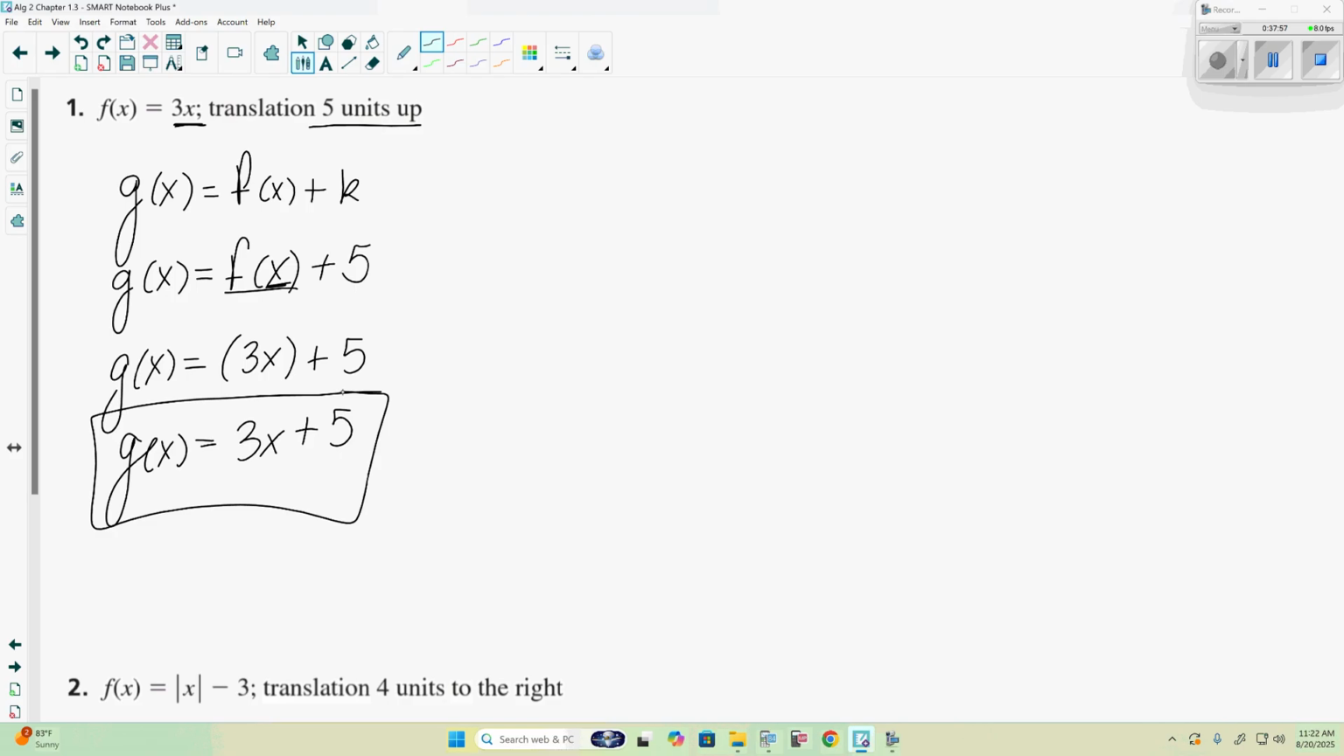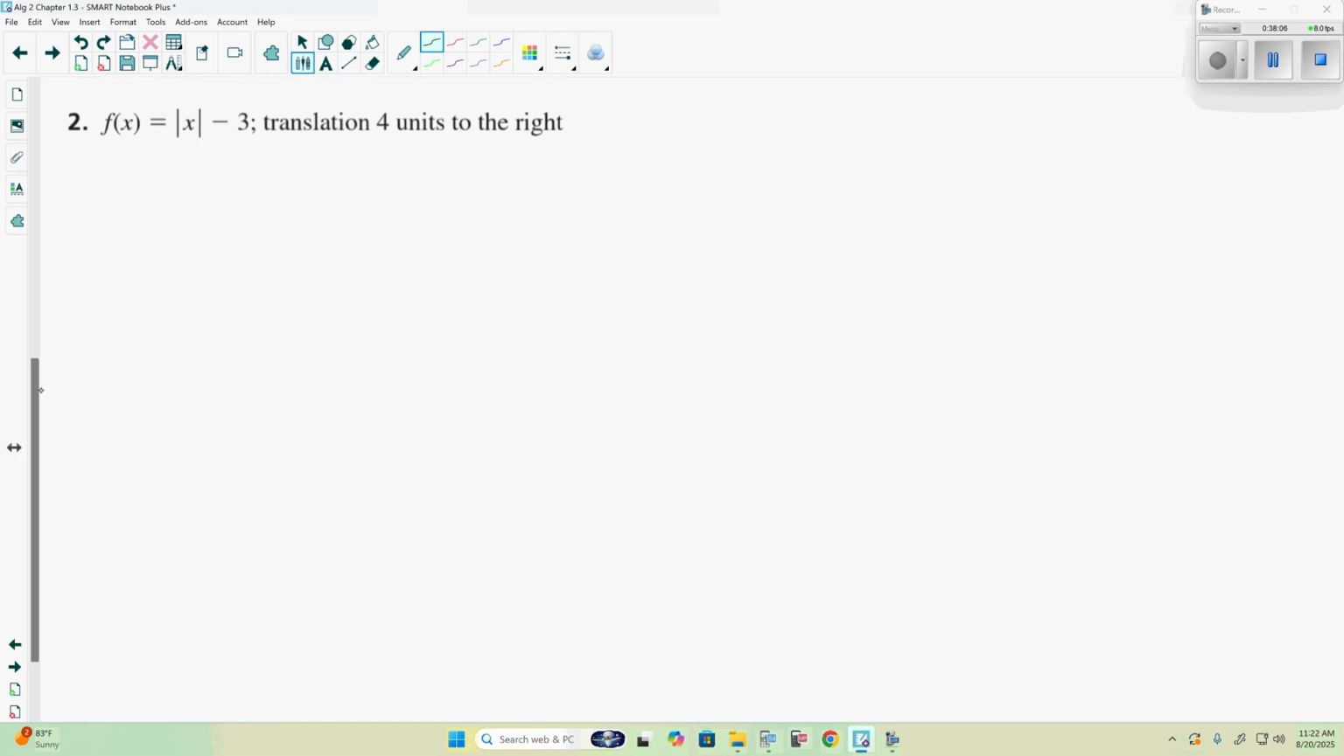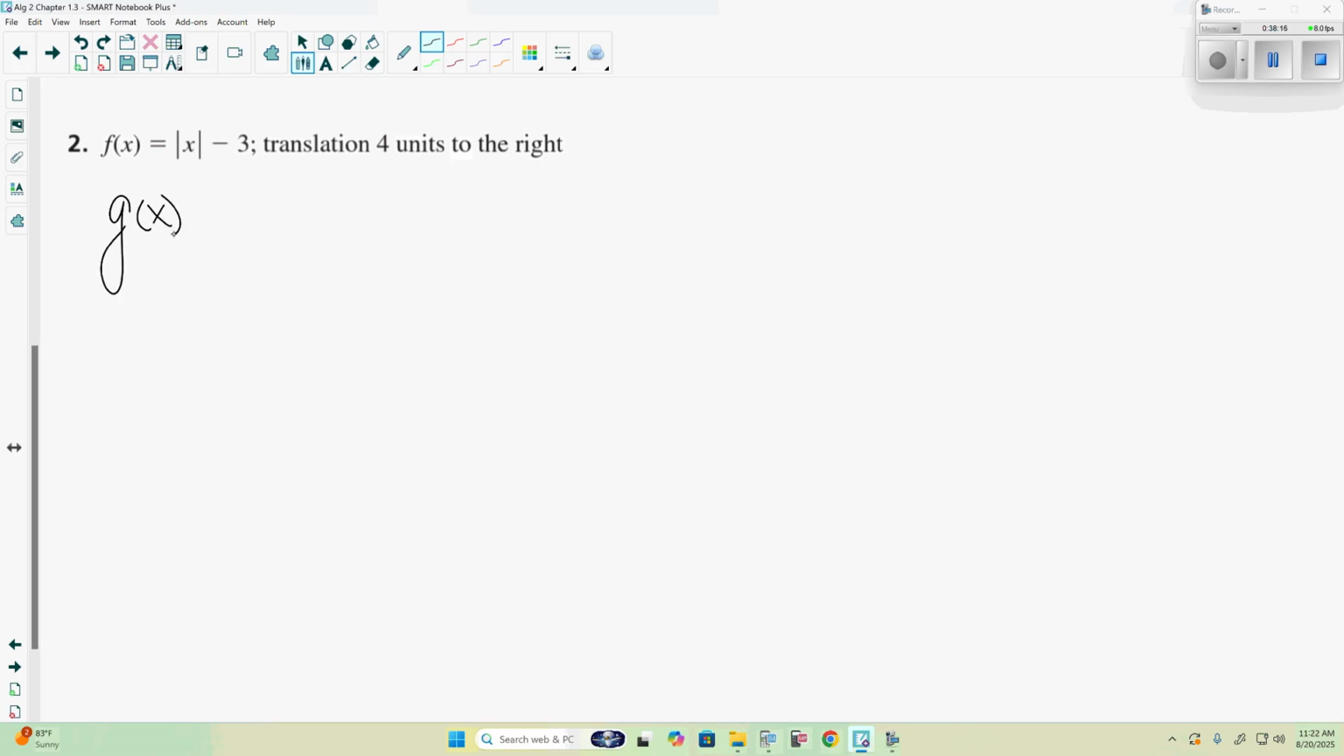We're going to do one last one for today. There we go. That's what we're looking at today. f of x equals the absolute value of x minus 3. And we want to translate this 4 units to the right. Now we're going to call it g of x, because really what we name it doesn't really matter. I just need a way to specify or signify that it's not the same function as f of x.